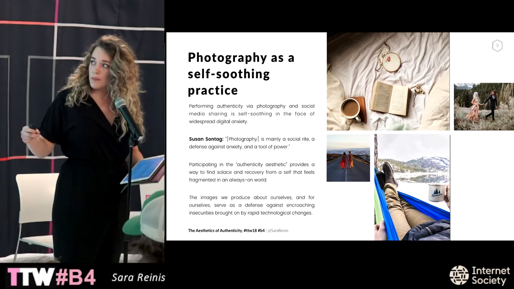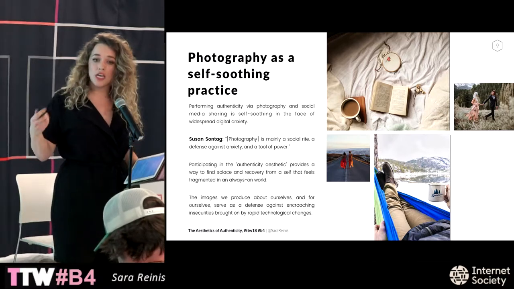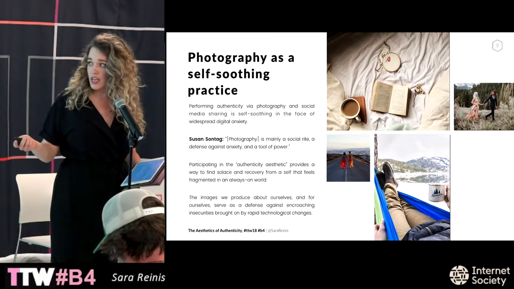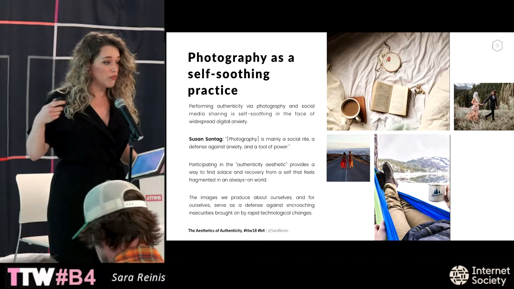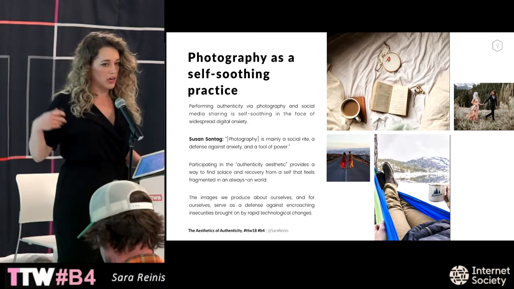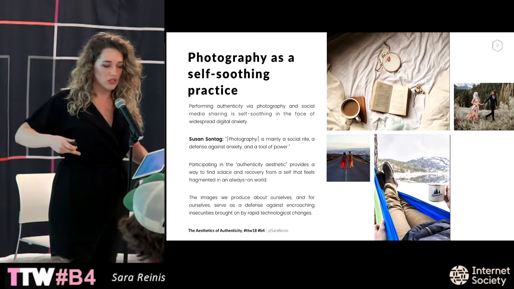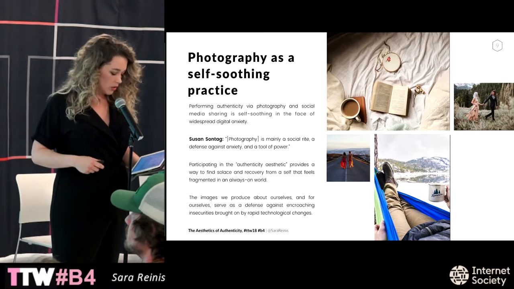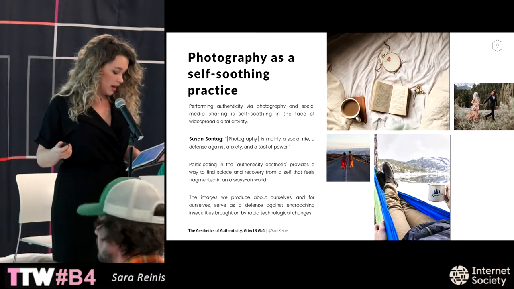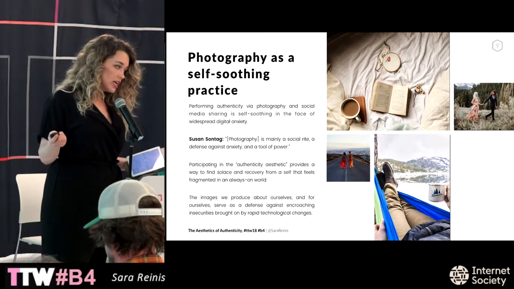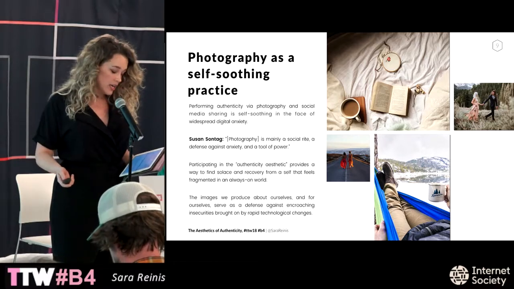So essentially, I'm suggesting that we use photography and social media as a self-soothing practice. Performing our own authenticity for ourselves and others via photography is a self-soothing in the face of this widespread digital anxiety. So in this world where we feel fragmented, where we increasingly spend more time tethered to our devices, but also consume think pieces that say that that's not real and that's not the real us, we then have this fragmented sense of self that we're urgently trying to subdue a little bit or make a little bit more cohesive. And one of the ways that we're doing that is through identifying aesthetics that feel more rooted. As Susan Sontag writes, photography is often not used artistically, but typically as a social rite, a defense against anxiety, and a tool of power.